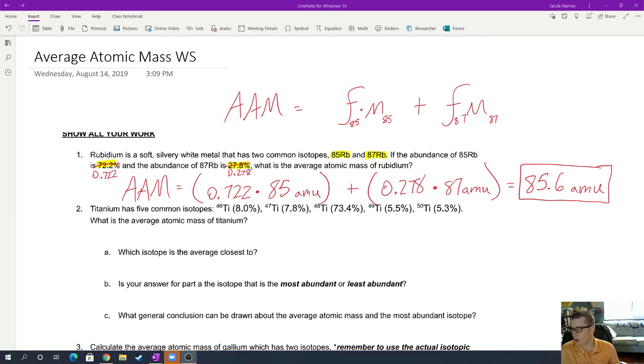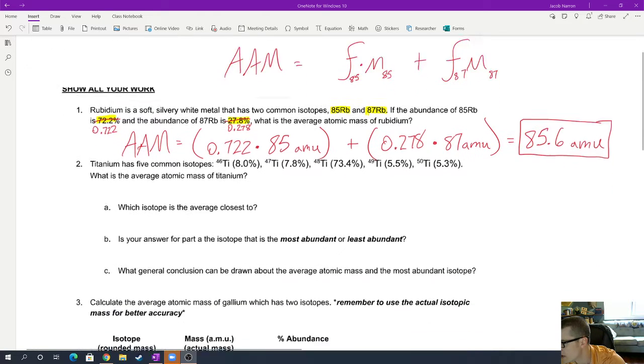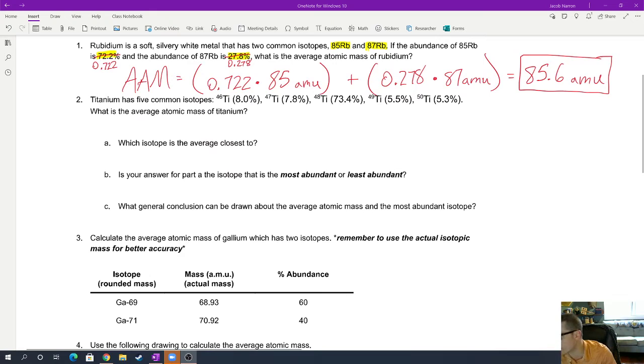All right, the next one's a little more interesting. It says titanium has 5 common isotopes. Good gracious, look at all those isotopes. And so the first thing we're looking for is the average atomic mass. Now, we're going to use the same equation as before, except instead of having just 2 isotopes, we're actually going to have 5 distinct isotopes. So I'm going to have to write kind of small to make sure it all fits on here.